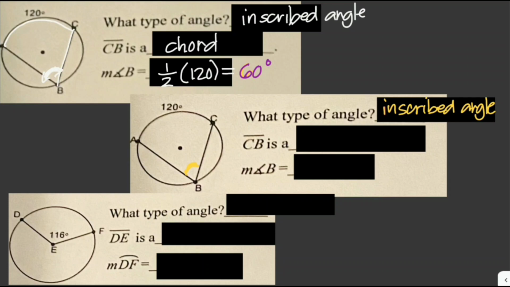Okay, so the next figure, we're given this angle DEF, which is equal to 116 degrees. So what type of angle is this? This one is the central angle, and DE here, from the center of the circle to point D on the circle, is just the radius. And the measure of arc DF is just equal to the central angle, which is equal to 116 degrees.